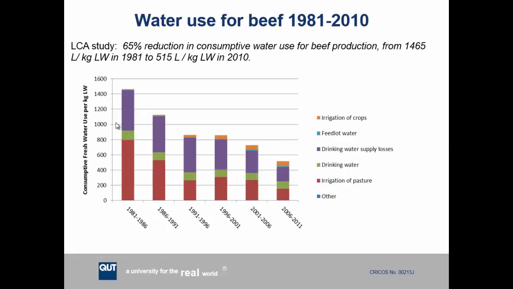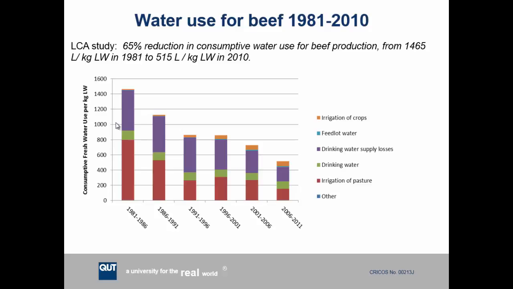Okay, so just moving on and looking at these results that we got for the life cycle assessment study. The results said 65% reduction in consumptive water use for beef production. And I'd say, we're estimating repeatedly numbers like between 250 and 500 litres of water per kilogram of live weight at the farm gate. This is very different to the numbers that are often quoted by interest groups of 15,000 litres per kilogram of beef as a global average, or even 100,000 litres of water per kilogram that can be quoted. And this is a realistic number in non-irrigated pasture-fed beef.